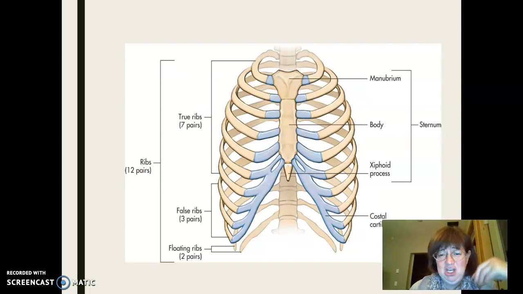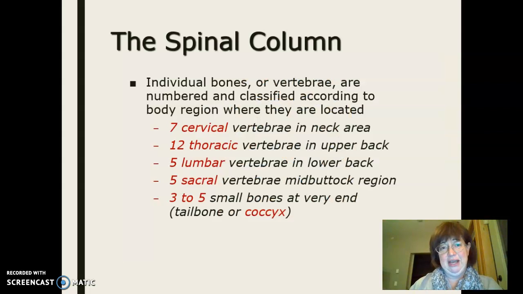Just like the rib cage, you've got all these different ribs. You have true ribs, which actually join with the sternum. You have false ribs, which join with cartilage, and then you have these floating ribs at the back.